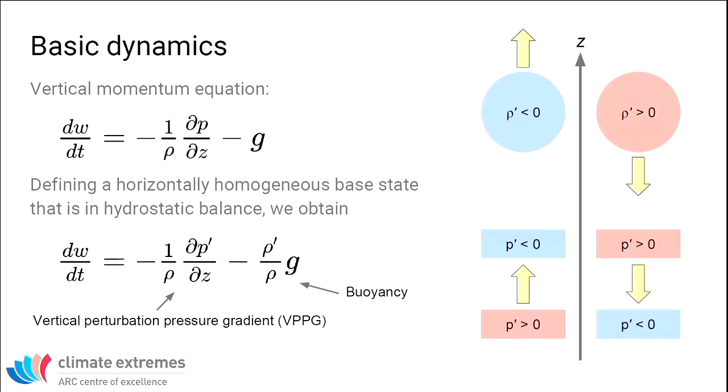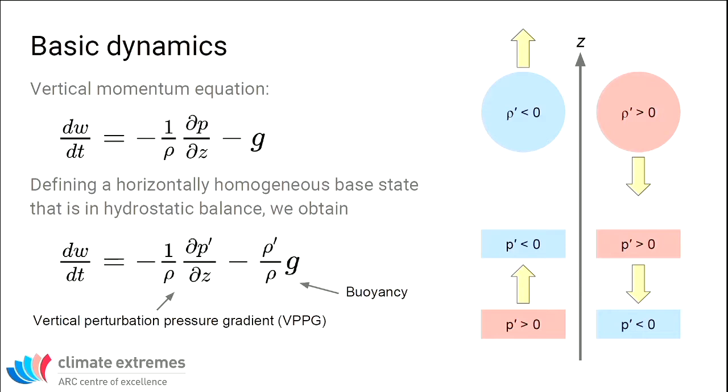This term here is known as the buoyancy term. What this is saying is that if you have a perturbation in density which is negative, so you have a blob of air that is less dense than its surroundings, then that's going to contribute a positive acceleration, which is what these figures show. And vice versa, if you have a positive density perturbation, then you're going to get a downward acceleration.